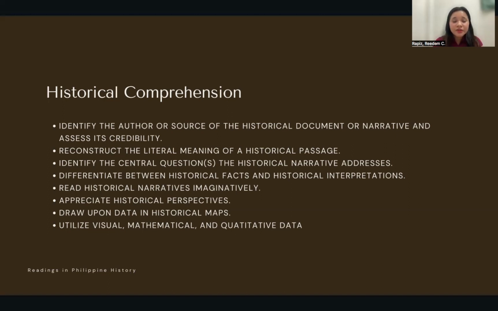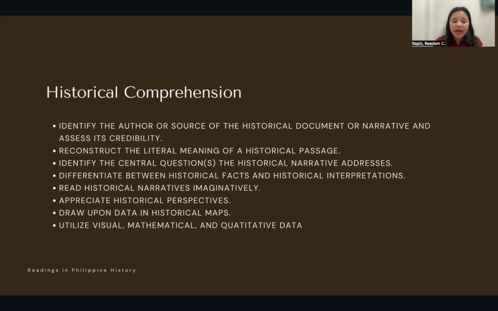Identify the central questions the historical narrative addresses. Identifying the question or questions addressed in a historical narrative enables students to gain clear insight into the narrative's purpose and focus. Differentiate between historical facts and historical interpretations. Distinguishing between historical facts and historical interpretation can be very crucial for understanding the complexities of studying the past.